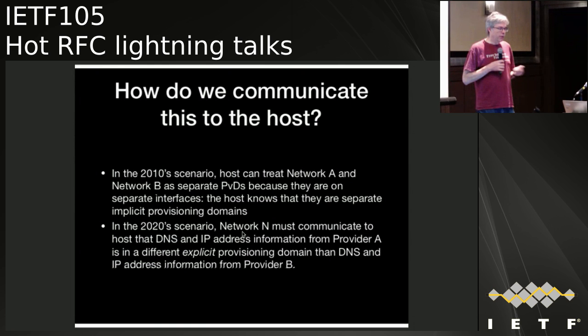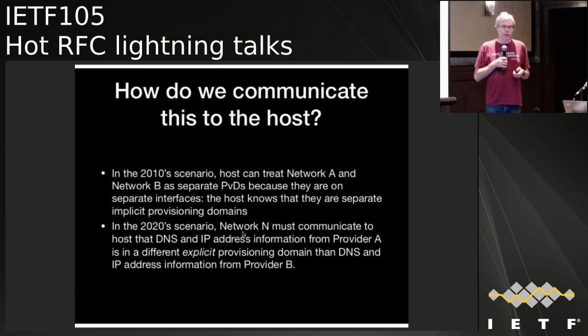So how do we communicate this to the host? In the 2010s, usually we would just notice that we had two network interfaces, and so we would be able to set up an ad hoc provisioning domain. We would just assume that information that we get on interface A and information that we get on interface B are not interchangeable, and we would do that automatically without being told.